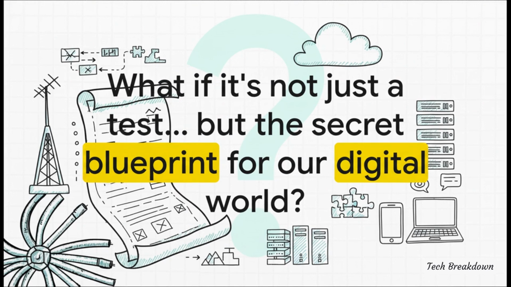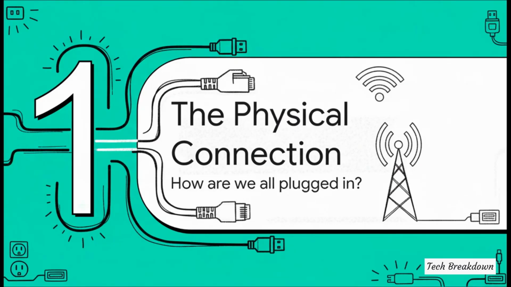We're going to treat these old exam papers like a secret blueprint, right? If we just answer the most common, the most critical questions that show up year after year, we can actually piece together how the whole thing is built. I'm talking from the actual wires buried in the ground all the way to the apps you use on your phone. All right, so where do we even start?